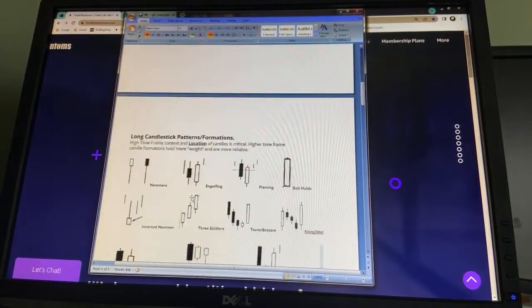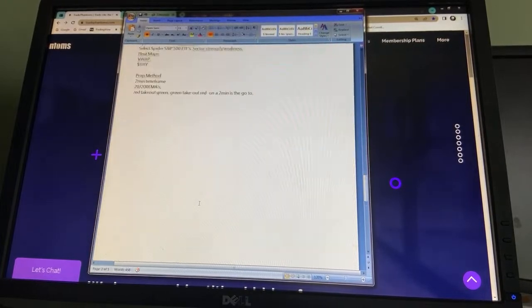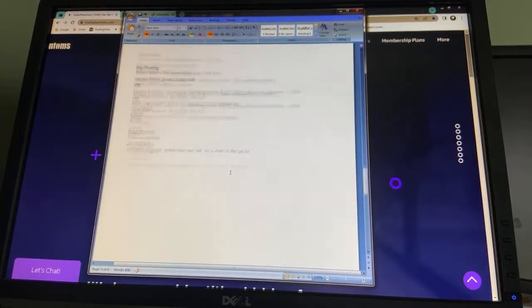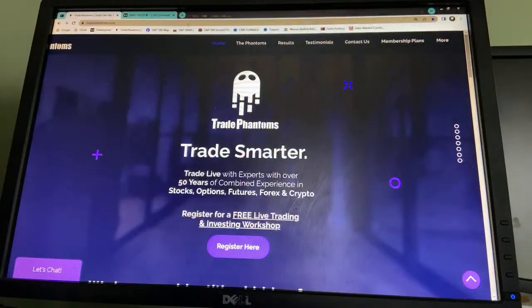And this is something that members at Phantoms are able to get, download, and utilize as their own arsenal. Okay, liquidity map, some candlesticks, things like that, which we discuss a lot more in detail. Let's get to the charts.